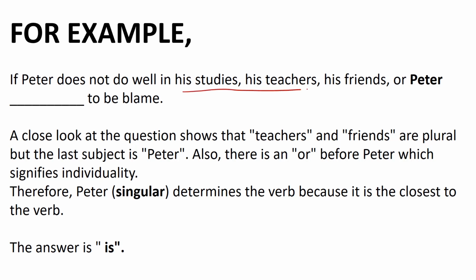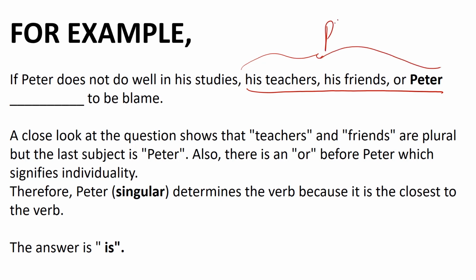But in the real sense of it, you just tell me everything this way. Everything is plural. So if you tell me it's plural, I won't doubt you, because it's teachers, plural, friends, plural. Or Peter, we have two plurals over one singular. So the plural should dominate, okay? But if you look closely, it says that the closest determines the verb. So since Peter is the closest, our verb will become is. All right? Peter is singular. Is also what? Singular.